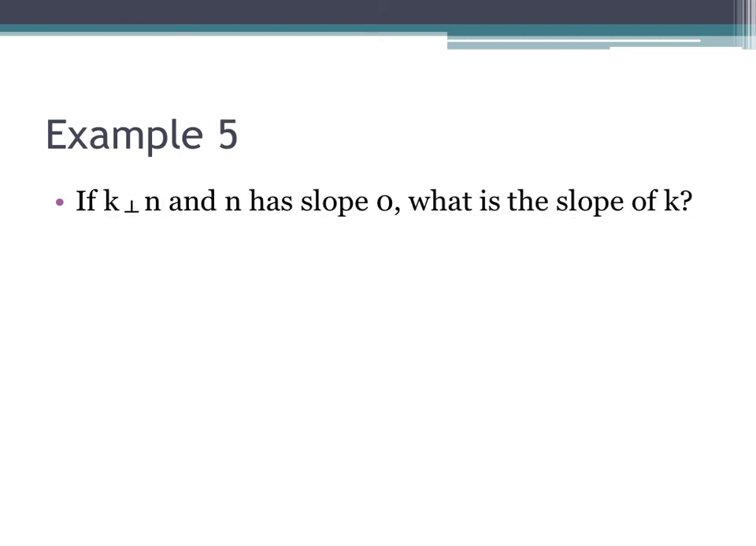I'm guessing it's going to say this: if K is perpendicular to N and N has a slope of 0. So here's line N. Its slope is 0. Then what is the slope of K? Tell me about line N. What kind of line is it? It's horizontal. So what about K? What kind of line is K? It's vertical. So its slope must be, as you said, undefined.